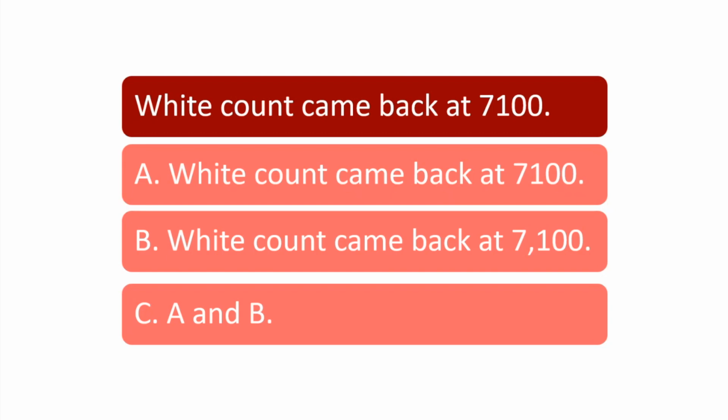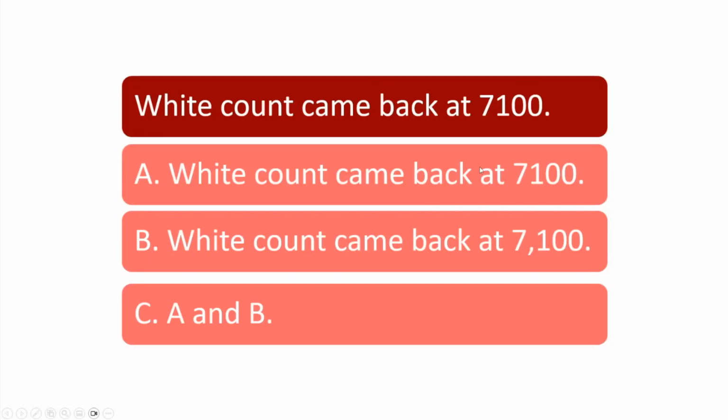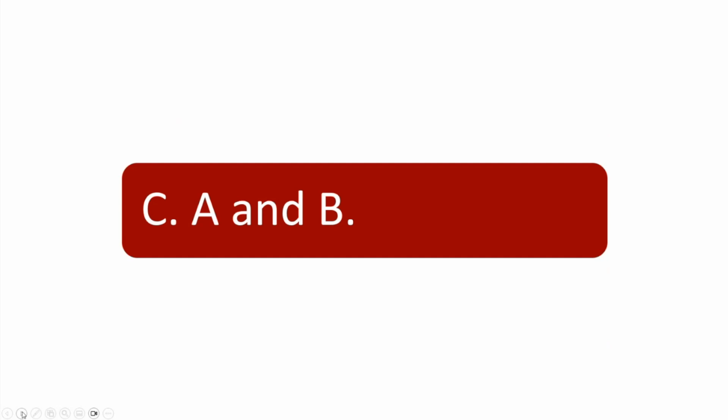Okay, let's reveal. The correct answer is C, both A and B. So we said earlier that in a 4-digit number, it is acceptable to use the comma or to leave it out. Because this has 4 digits, we can either add the comma or leave it out, and both ways are acceptable. So yes, A and B are both acceptable.